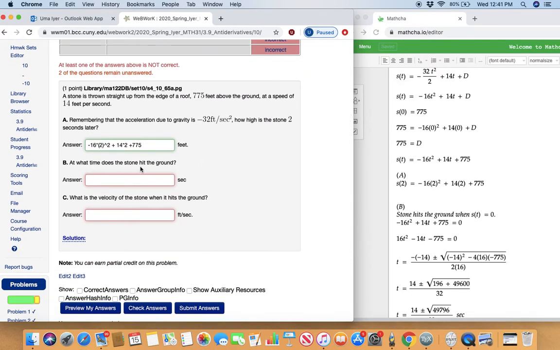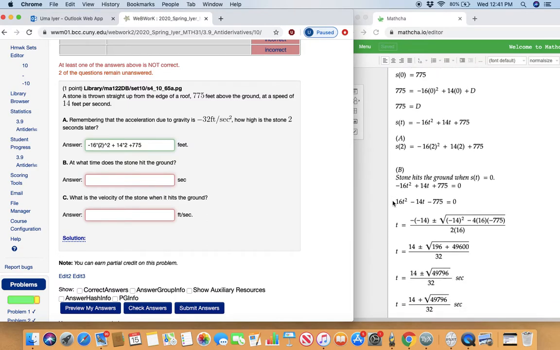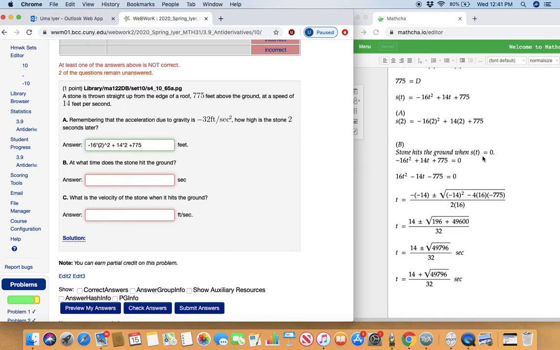At what time does the stone hit the ground? Well, the stone hits the ground when S of t is 0, when the position is 0, when the height is 0. That is, all of this equals 0. Let me change the sign throughout, or multiply by negative 1 to get positive here. So change sign, change sign, change sign, change sign. Okay, so you got this. This is a quadratic equation. All right, quadratic equation a t squared plus b t plus c equals 0.